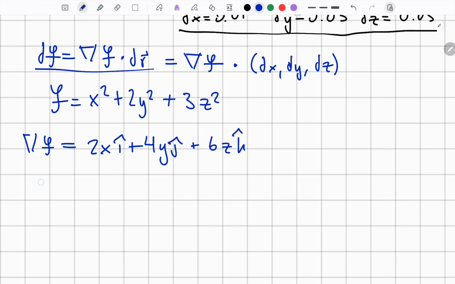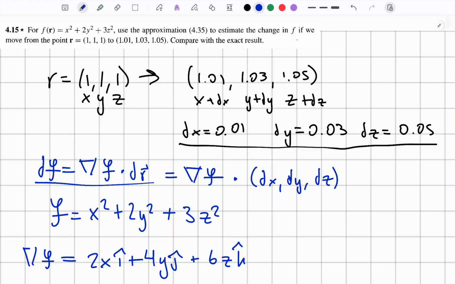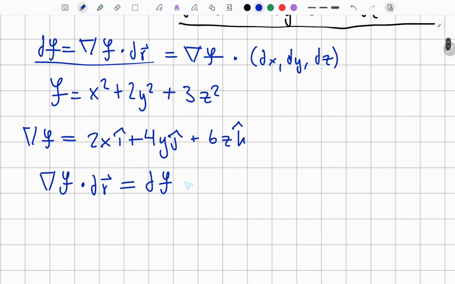Okay. And we need our gradient dotted with dr, and that's going to give us our small change in f that we're estimating here. It says to use this approximation to estimate the change if we're moving from one point to another. After this, we'll compare it with the exact result, which uses another method. So what we're going to do is take our 2x dx plus 4y dy, this is going to be our dot product, plus 6z dz.